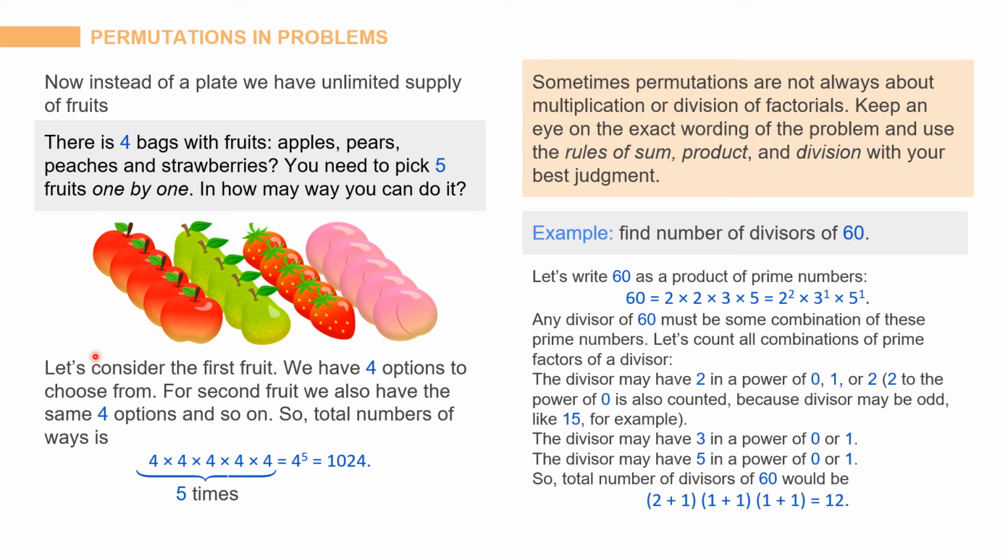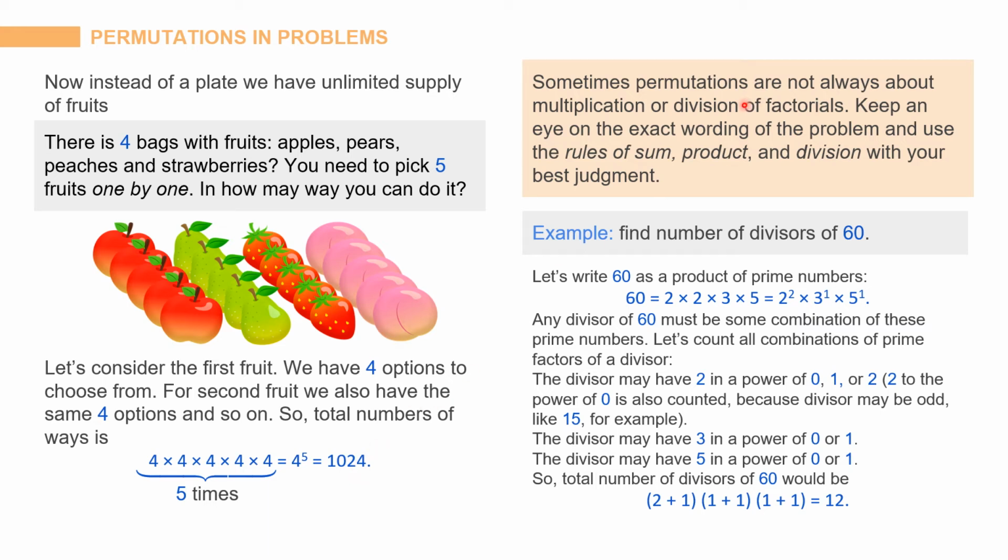Okay, so we're never going to run out of any variety in this problem. So let's consider the first fruit. We have 4 options to choose from: apple, pear, strawberry, and peach. For the second fruit, we still have 4 options because I still have lots of whatever fruit I picked first. And we have 4 options for the third fruit, 4 options for the fourth fruit, and 4 options for the fifth. So the total number of ways is 4 times 4 times 4 times 4 times 4, which is 4 to the 5th power, or 1,024 ways.